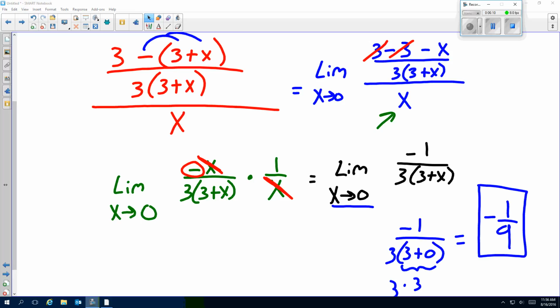Choose your poison. You can solve them however you like. Some you have to simplify. Some you can just plug in. But ultimately, you're all going for the same goal.